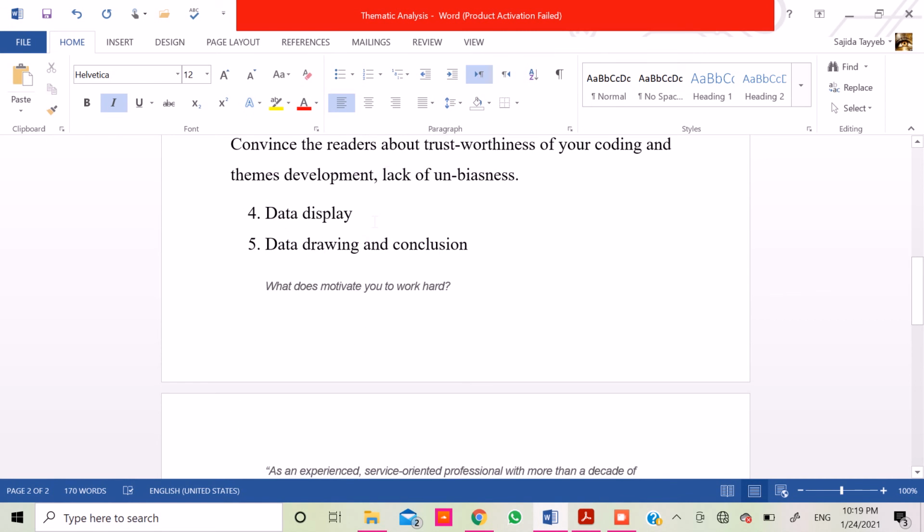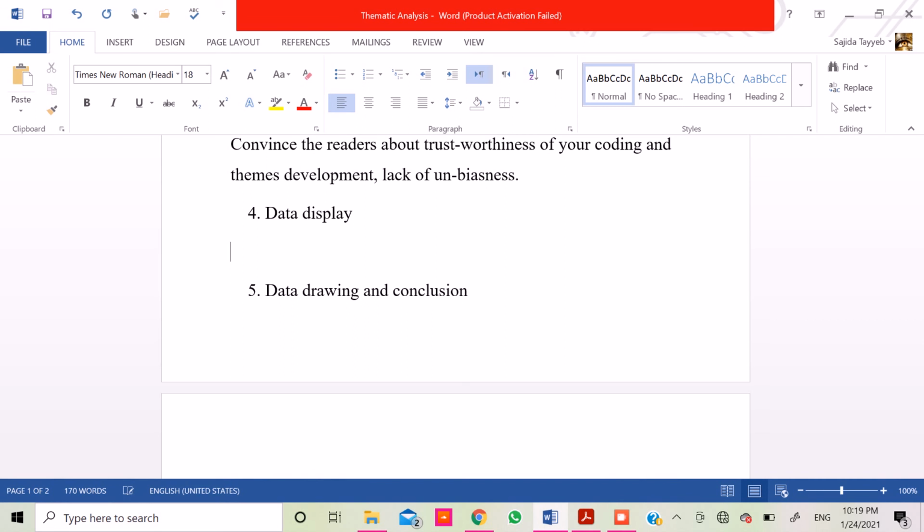Then we have data display. Now the data display, as the name suggests, is the time that you need to display what kind of data you have, your data.